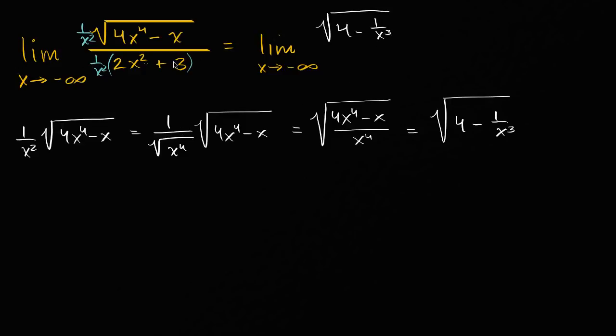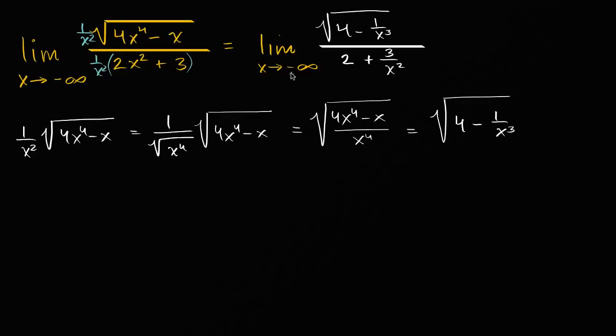And then the denominator is going to be equal to, well, you divide 2x squared by x squared, you're just going to be left with 2. And then 3 divided by x squared is going to be 3 over x squared.